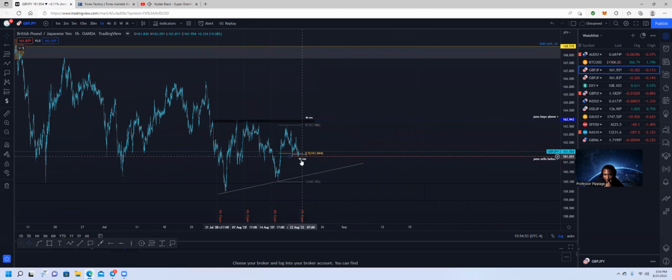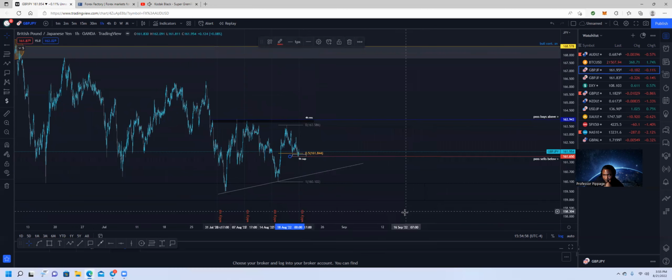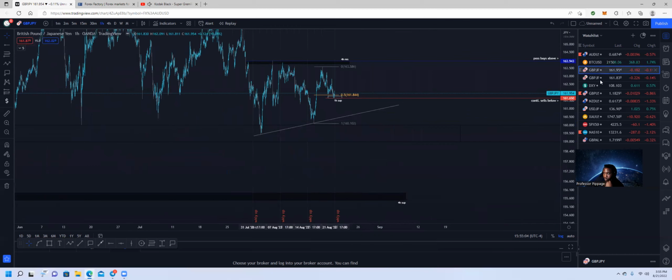I would wait to see price action break below. I wouldn't do impulsive sells. I do continuation sells below that level. I want to see it break below, retest that level, and then continue to break this trend line right down here before coming down to retest that support.